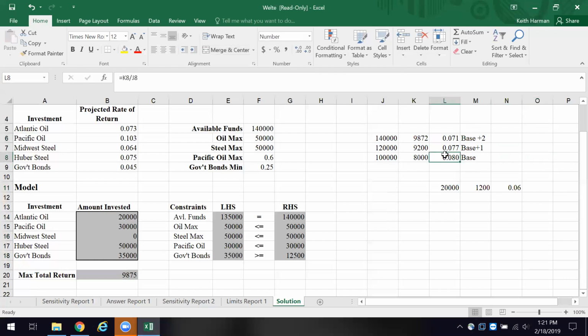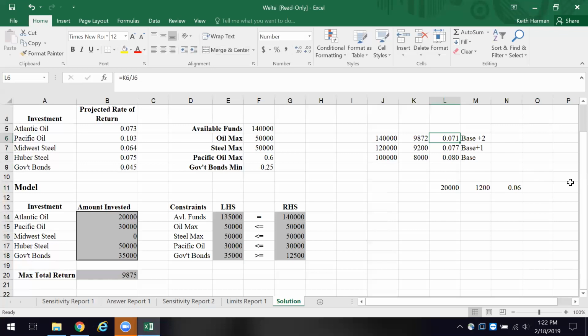If you take a look at the base case, we're making 8%. At base plus 1, that is the second iteration, we're making 7.7%. We've gone down from 8 to 7.7, so we've lost 0.3%. Now, in terms of percentage return, now we've gone down 0.006, 0.6%. So while we're making more money, it's only because we're increasing the base.